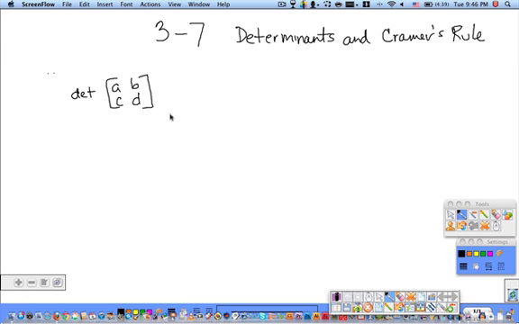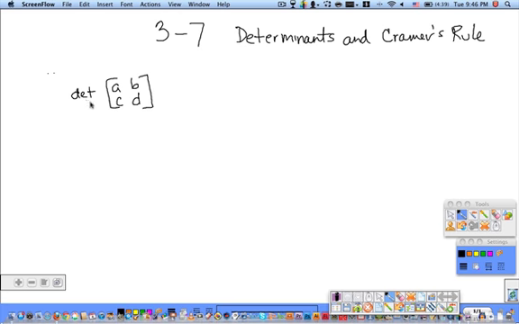Section 7, apply determinants and Cramer's rule. Alright, today we're going to talk about determinants, which we actually already talked about the other day. A determinant is basically a number associated with any square matrix. Square matrix meaning 2 by 2, 3 by 3, 4 by 4. So today I'm going to show you a little bit about how to find the determinant.